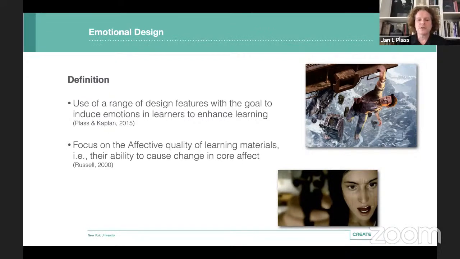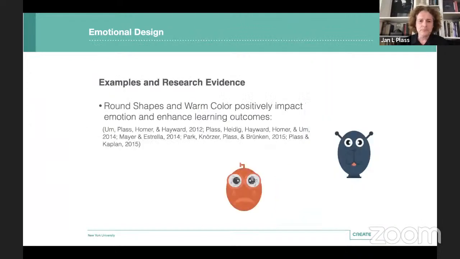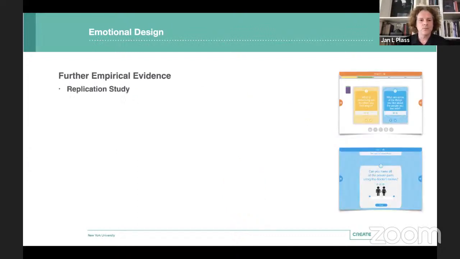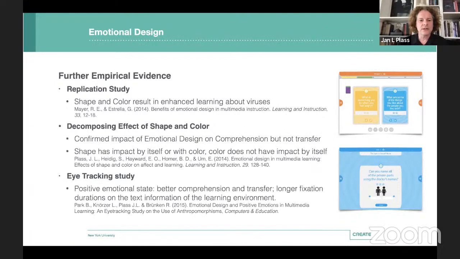And what our research focuses on is the affective quality of learning materials, which means their ability to cause change in core affect, in the experienced emotions of the learner. And our research has focused on design features such as the shapes and colors of design elements. And here's a number of research studies that have shown that round shapes and warm colors positively affect emotions in comparison to square shapes and neutral colors. And there are a number of replication studies of this effect, by a number of different authors.